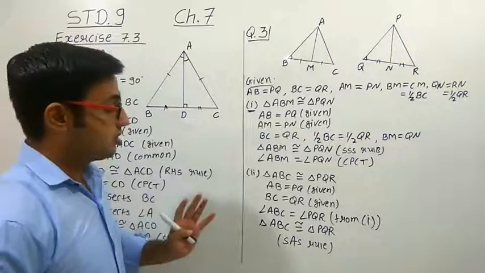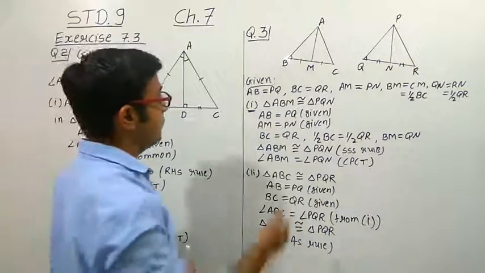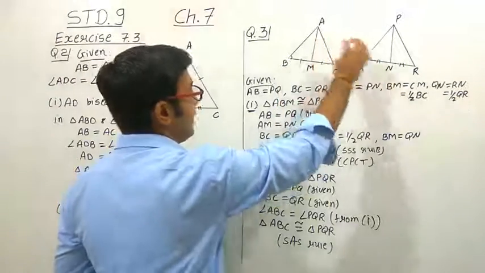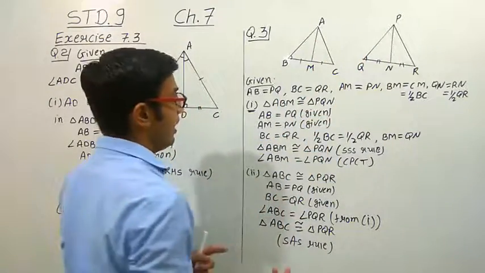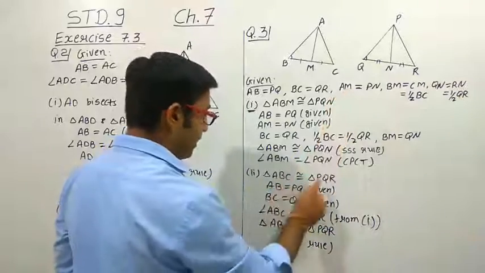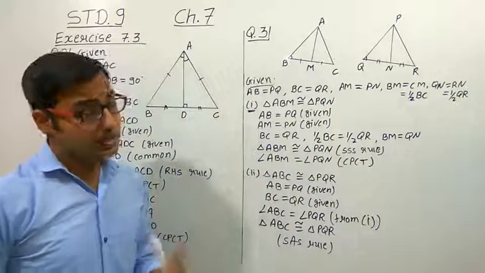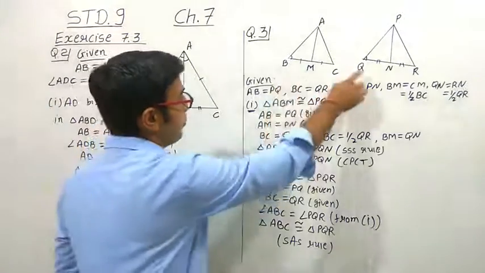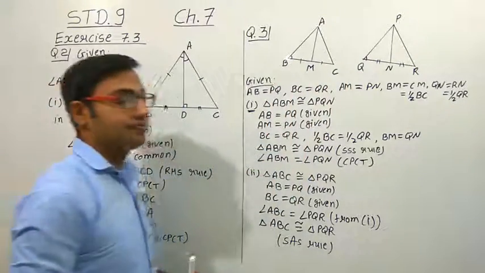See, many students, what are they doing? They simply take AB is equal to PQ, BC is equal to QR, and AM is equal to PN. But where are AM and PN in triangles ABC and PQR? Right? Do not make this type of mistake. Here the third condition we have to take is an angle.